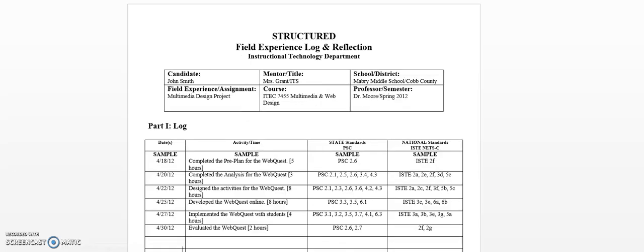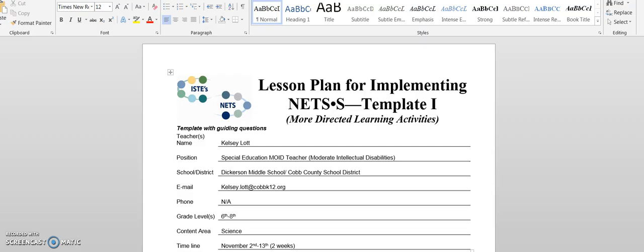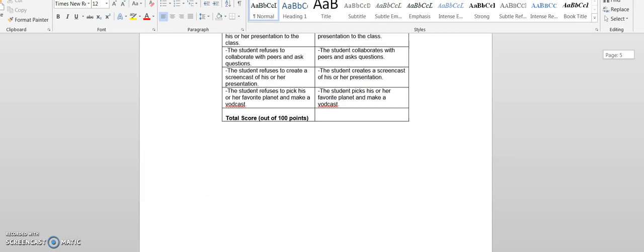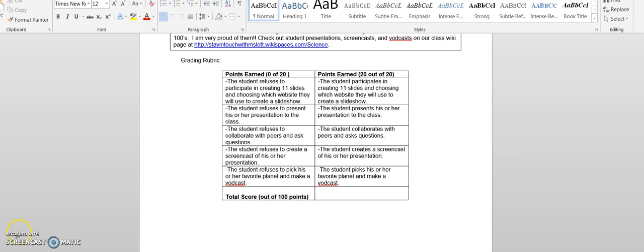They were assessed using this rubric. Students with special needs cannot be graded based on accuracy. Their grades can only be based on participation. So here's the rubric I used to ensure they are participating and doing the best that they could.